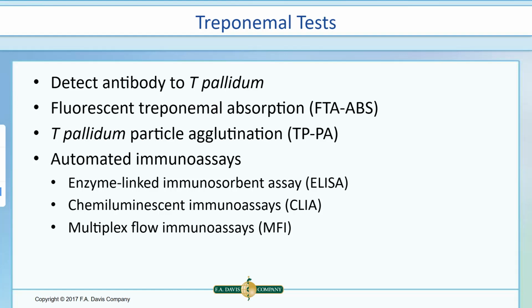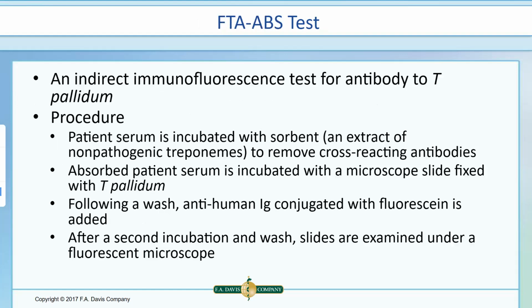FTA antibody test, an indirect immunofluorescence test for the antibody to T. pallidum. The procedure: the patient's serum is incubated with sorbent, an extract of non-pathogenic treponemes, to remove cross-reacting antibodies. Absorbed patient serum is incubated with a microscope slide fixed with T. pallidum. Following a wash, anti-human IgG conjugated with fluorescein is added. After a second incubation and wash, slides are examined under a fluorescent microscope.